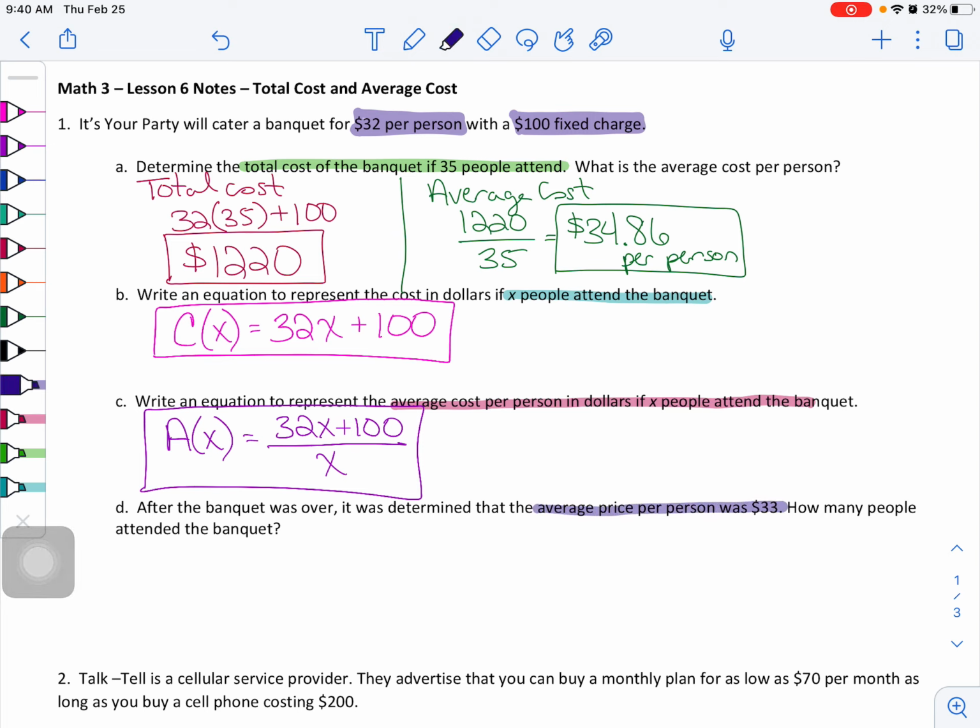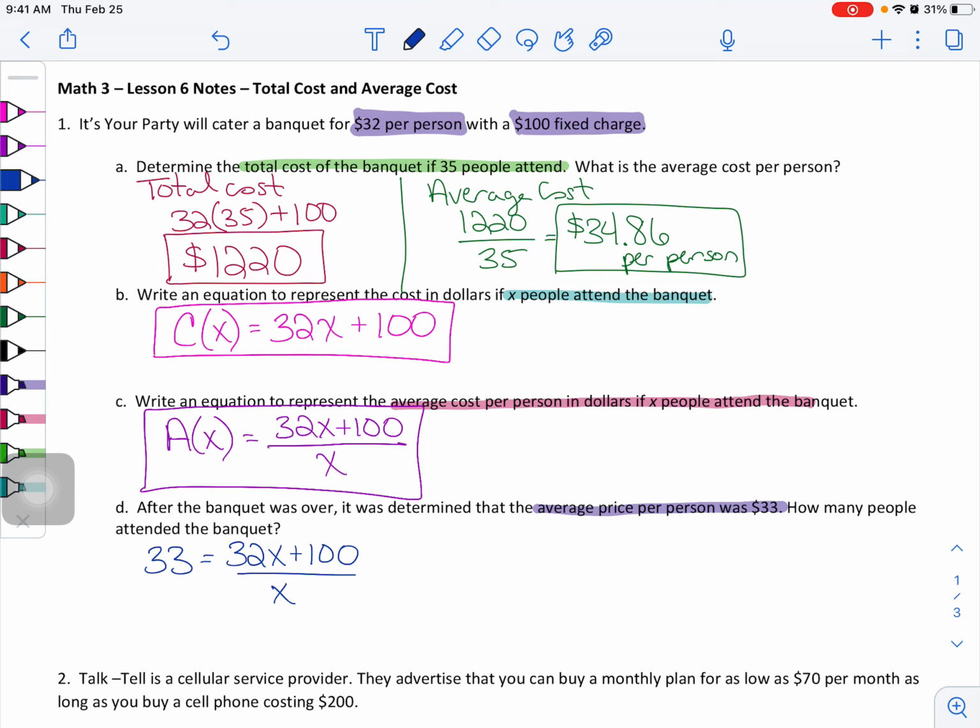All right, part D. After the banquet was over, it was determined that the average price per person was $33. When we're talking about average price, that's using the equation from part C. And we know that average price was exactly $33. So I'm going to make an equation here: 33 is equal to this expression right here, 32x plus 100 over x.